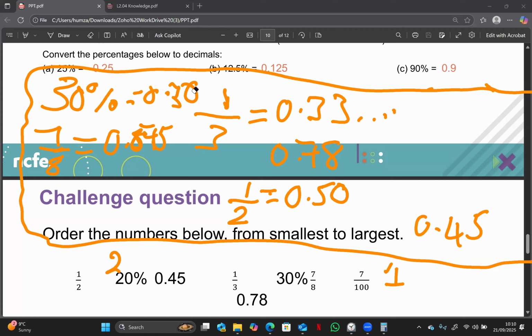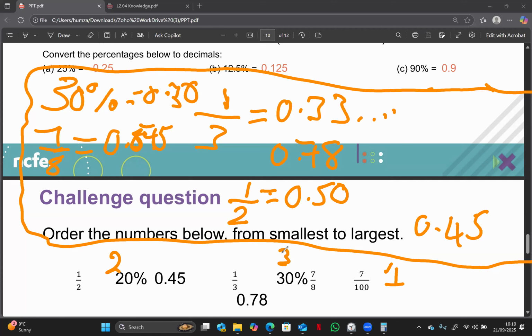0.45. No, remember, you were just saying 45, 50, 78, 33, 30, 875. What's the smallest there? 30. Yes, exactly. What would that be? 30%. Yes, exactly. So number three is 30%.